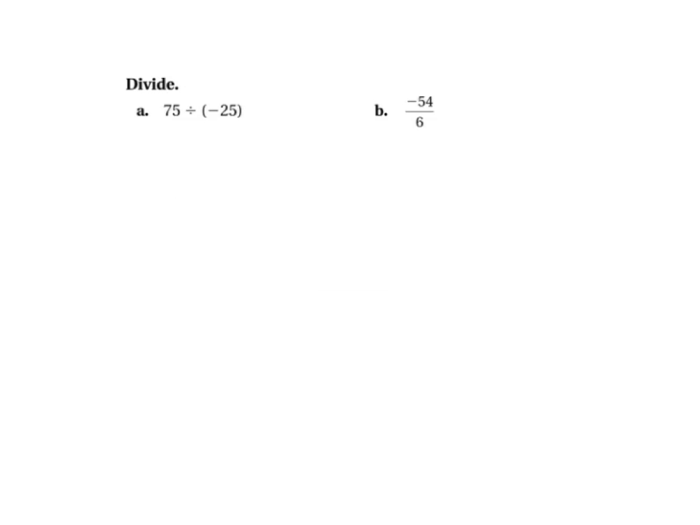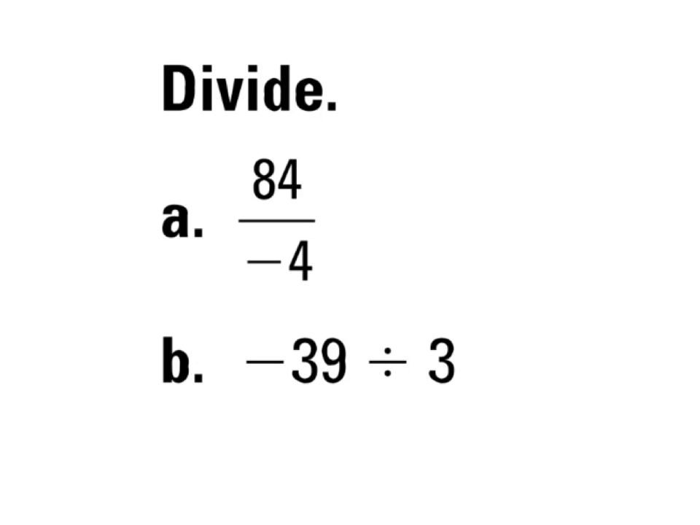75 divided by a negative 25. Positive 75, negative 25. So my answer is going to be a negative. And that would be a negative 3, because 75 divided by 25 is 3. B, negative divided by positive is a negative. Negative 54 divided by 6 would be a negative 9. These problems, please.